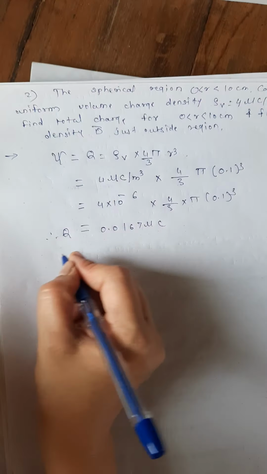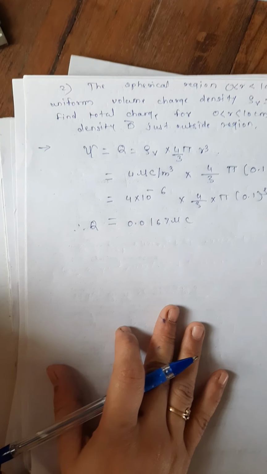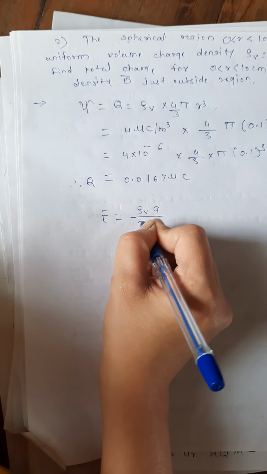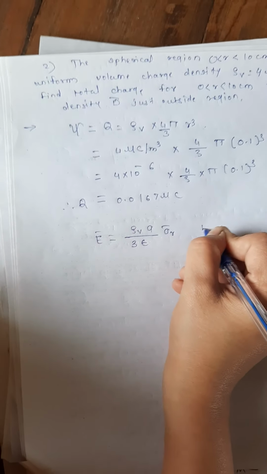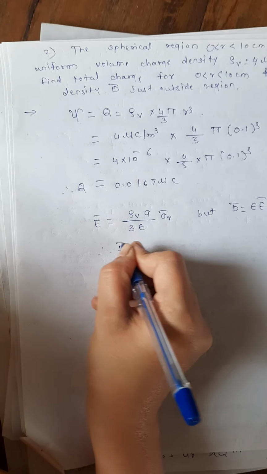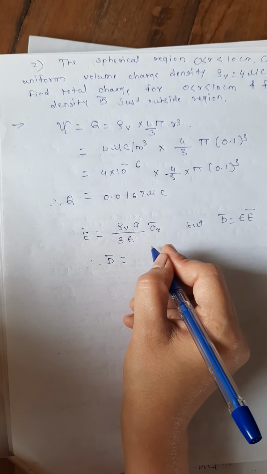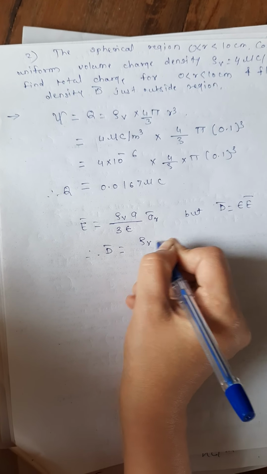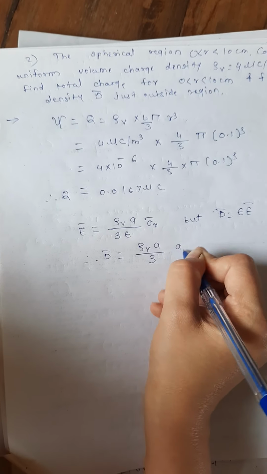Now next is the calculation of D bar. We have to calculate D bar just outside the region, that is just outside the sphere. That means calculating D bar at point P, which is on the sphere. So we have E bar is equal to rho v a by 3 epsilon a r bar. But D bar is equal to epsilon E bar. So epsilon gets cancelled and D bar is rho v a by 3 AR bar.